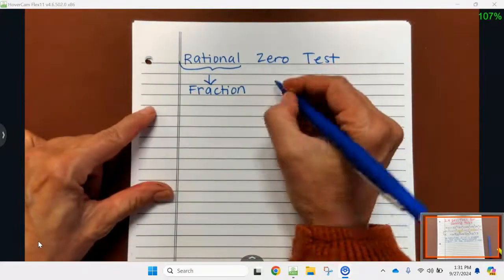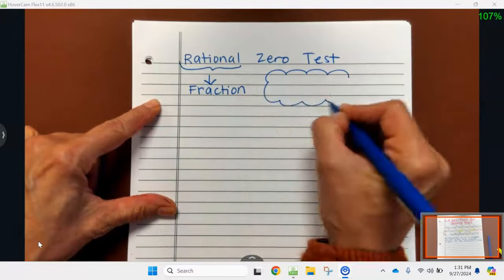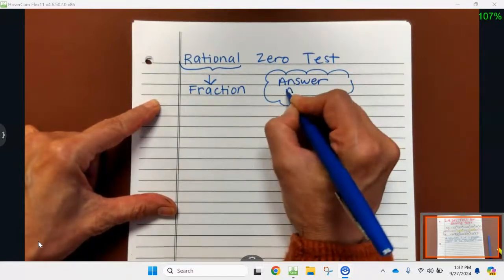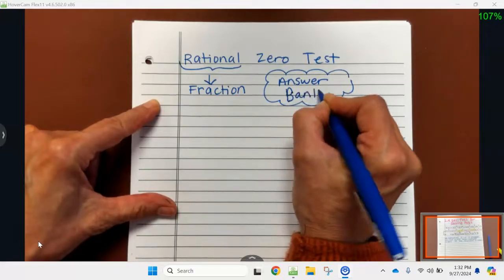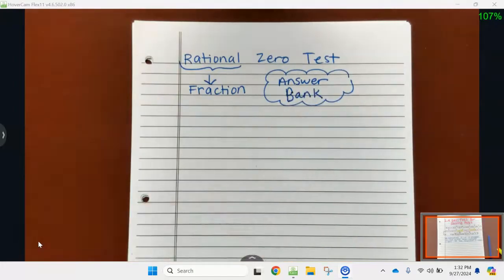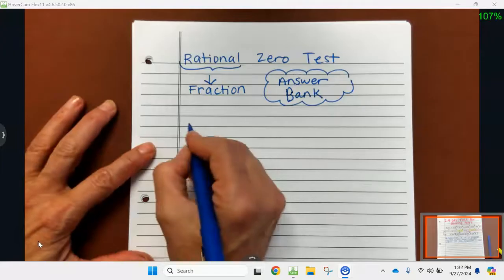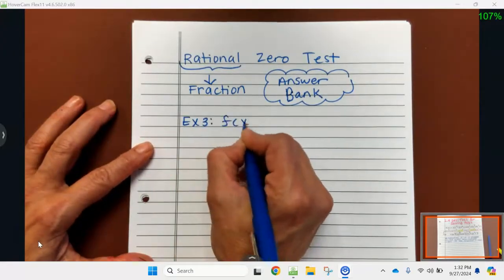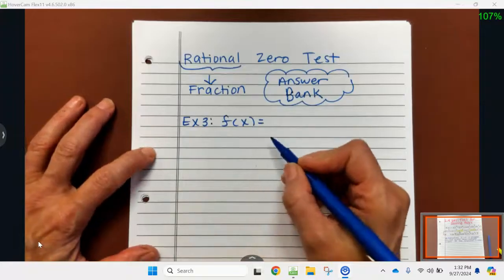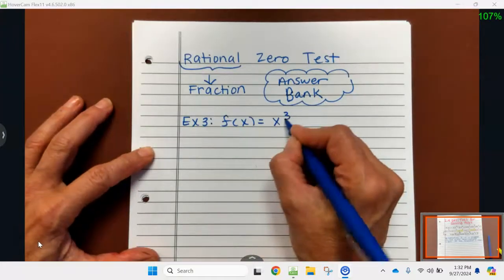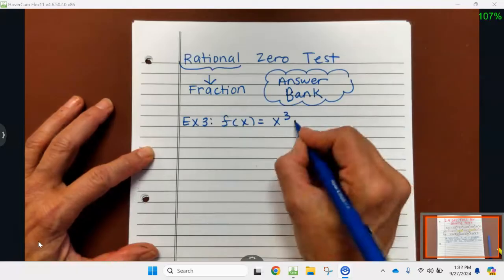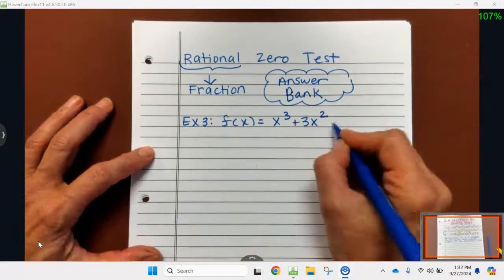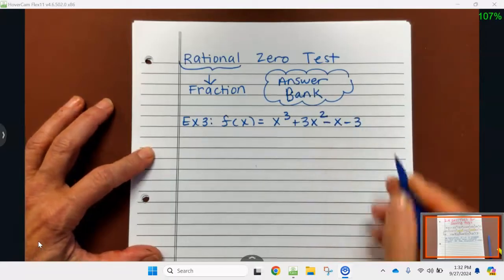You can consider this kind of like an answer bank. This is a great way to think of this. This is an answer bank for our polynomials when we start solving. Now look, let's write down this equation right here. Example 3. F of x is going to equal x to the third plus 3x squared minus x minus 3.